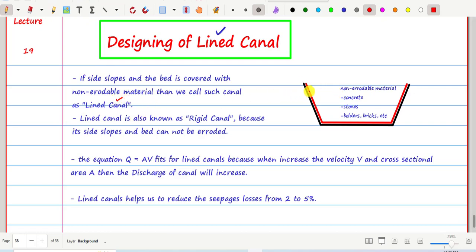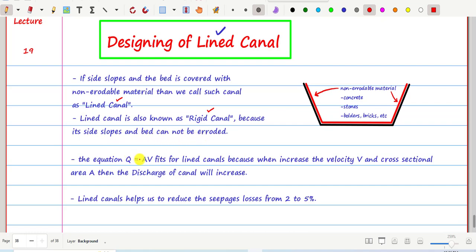You can see here, if our canal is covered with any sort of non-erodible material like concrete, stones, boulders, bricks, then it will become rigid, right? And there will be very less erosion or no erosion. So because of being rigid, we call lined canals rigid canals, because their side slopes and bed cannot be eroded easily.